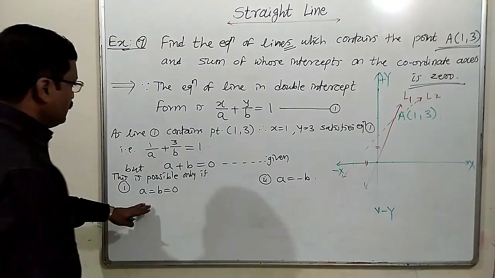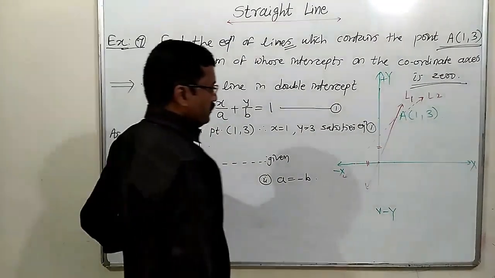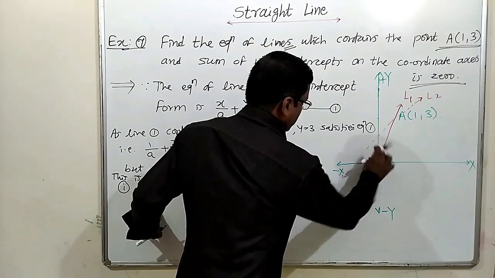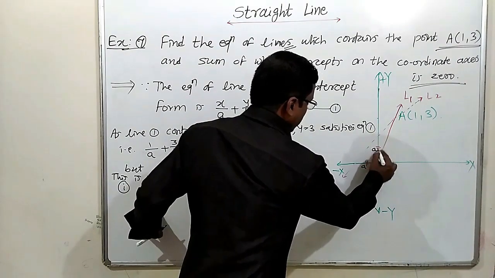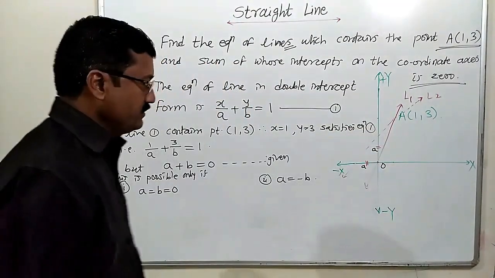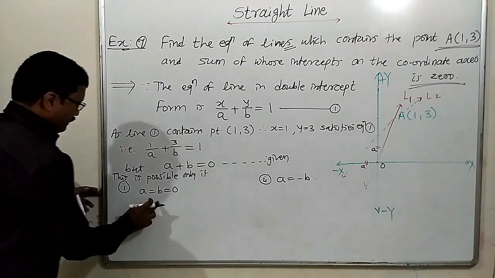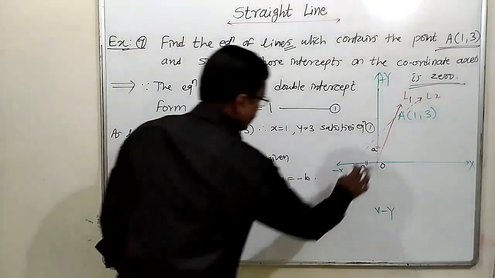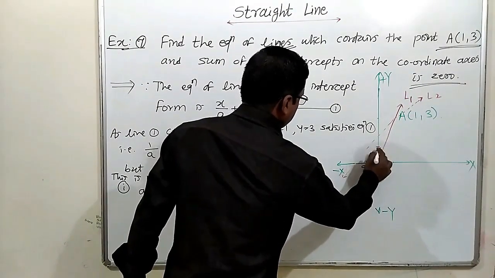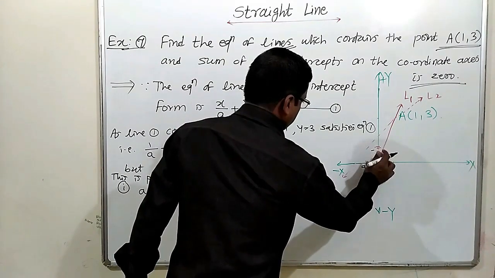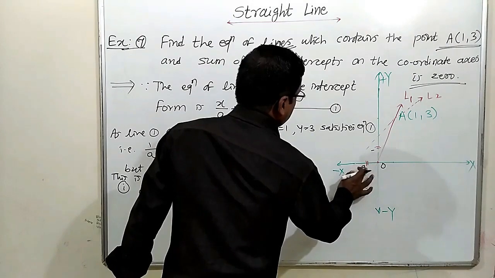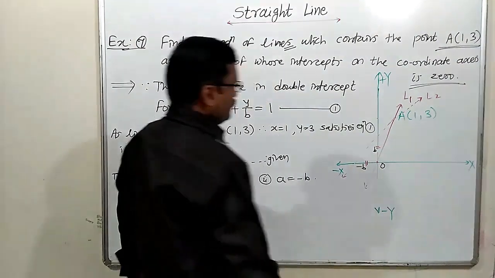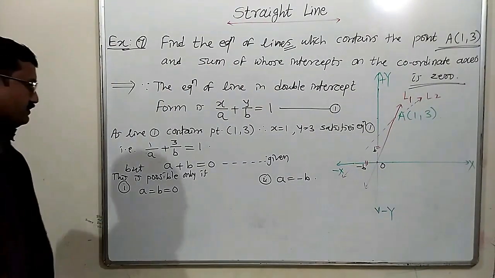In this case, we have these two lines L1 and L2, one passing through the origin and the other making intercepts of equal magnitude. This is also a, but a is equal to negative of b. Here a = -b, not plus, because it is the negative x-axis. And here it is b. If the y-intercept is b, the x-intercept is -b.